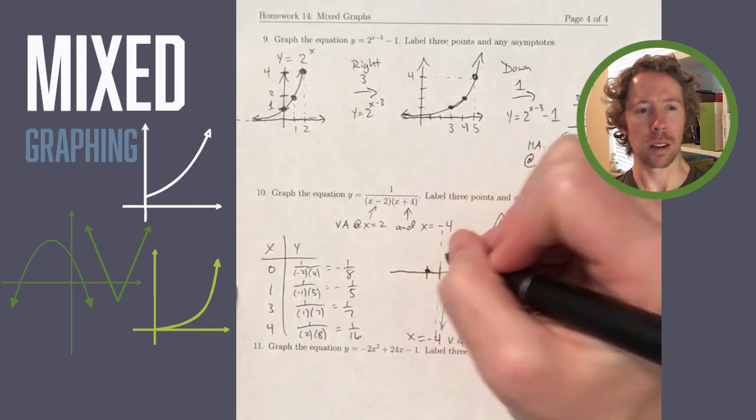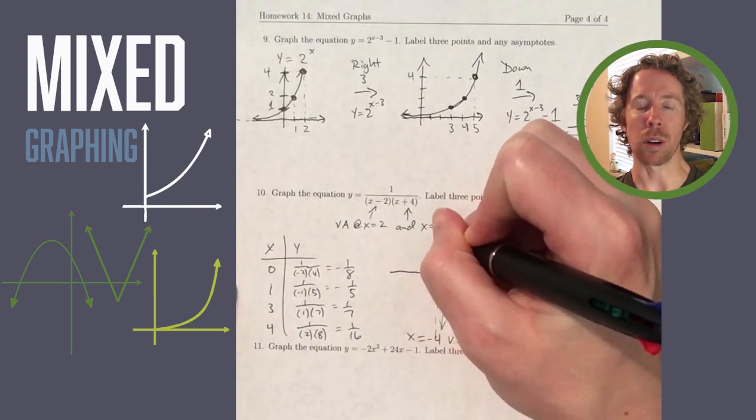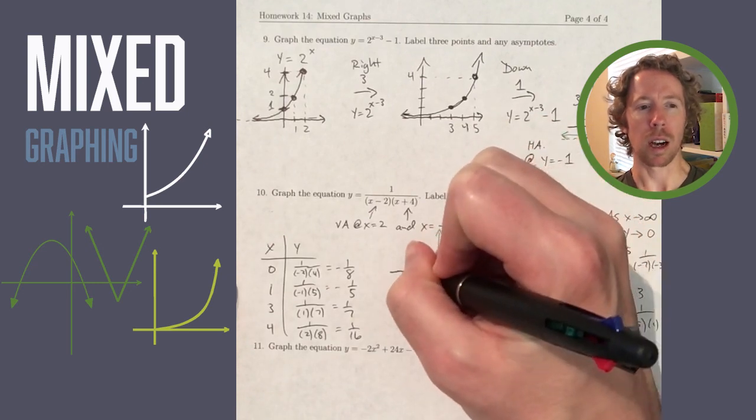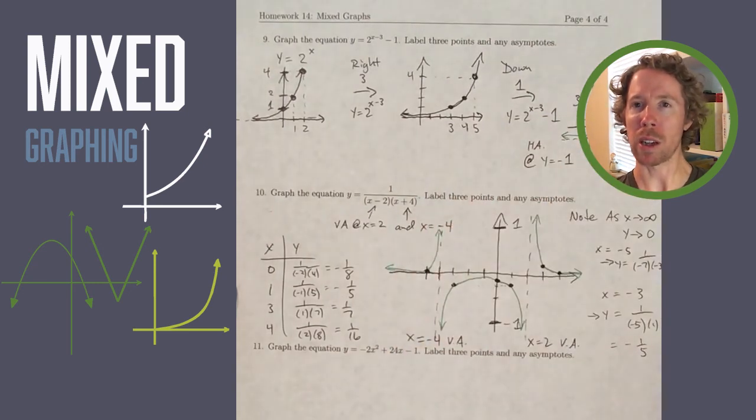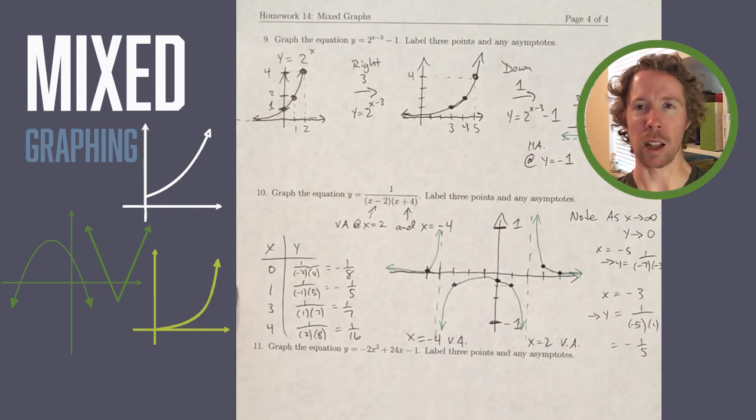And then I really only need one point over there far to the left. I just need to know, are the y values positive or negative? Because I know what the asymptotes will be doing. And then that allows me to finish the graph.